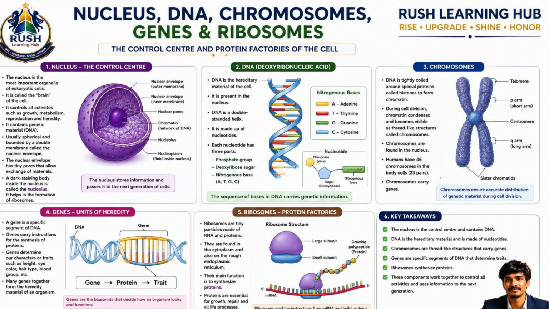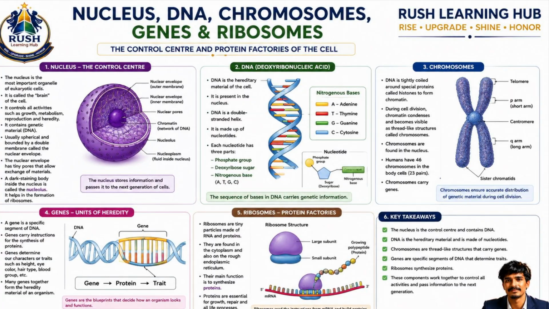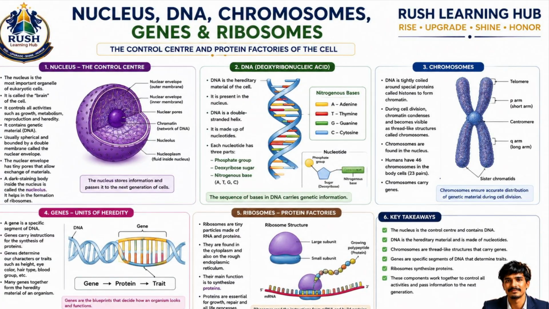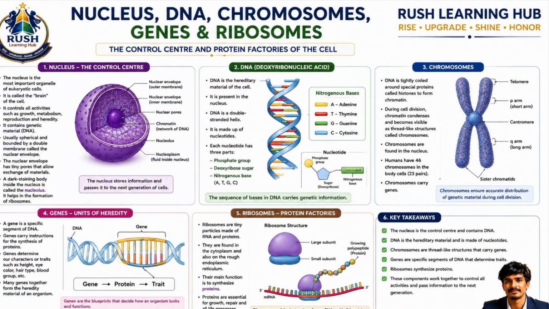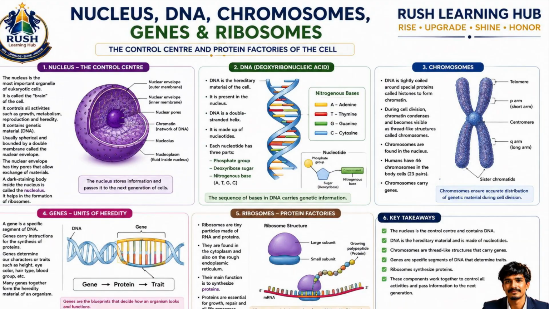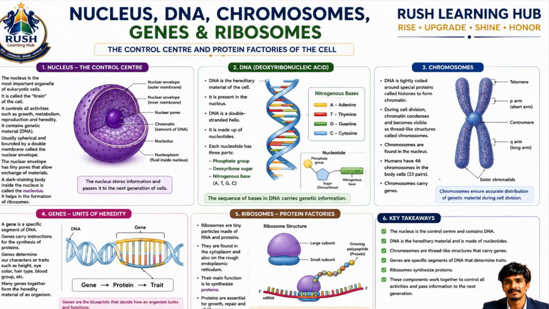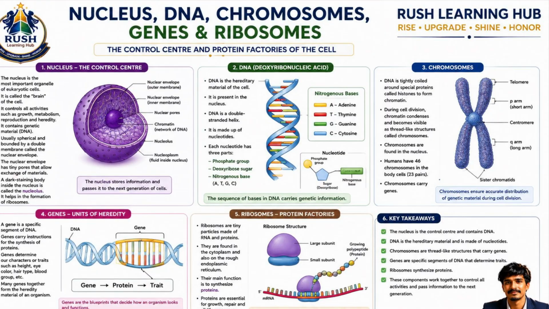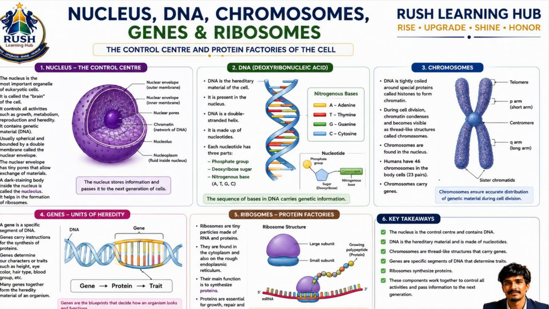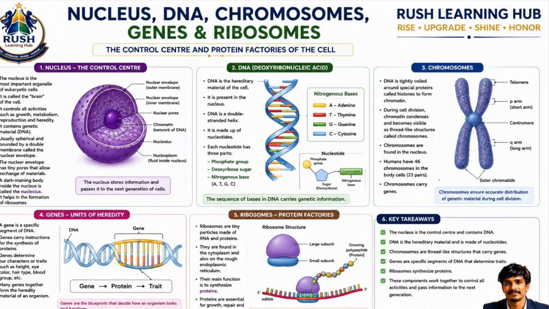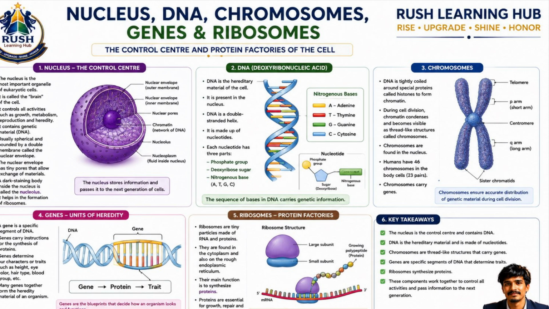Now let us understand chromatin and chromosomes. During most of the cell's life, DNA exists as long, thin, thread-like structures called chromatin. Chromatin is a combination of DNA and proteins. When a cell prepares to divide, the chromatin fibers become shorter, thicker, and highly condensed. At this stage, they appear as structures called chromosomes. Therefore, chromosomes are simply condensed forms of chromatin.